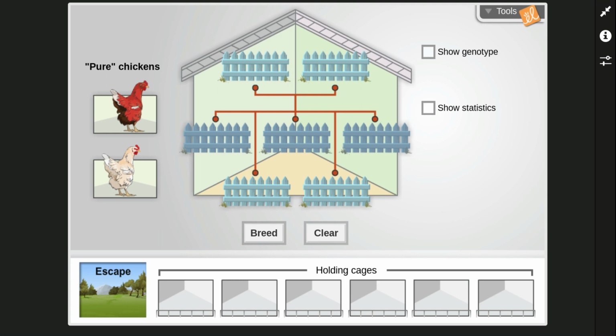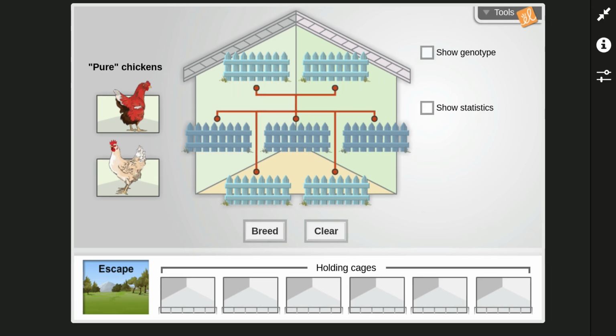All right, good afternoon. Today we're going to be looking at the chicken genetics gizmo. This gizmo is doing a whole lot more, and uses a different method of looking at genetics than what we're usually accustomed to. In this one, we are going to be looking at what's called co-dominant traits. What co-dominant means is that they both are dominant traits, so they're both going to show up.